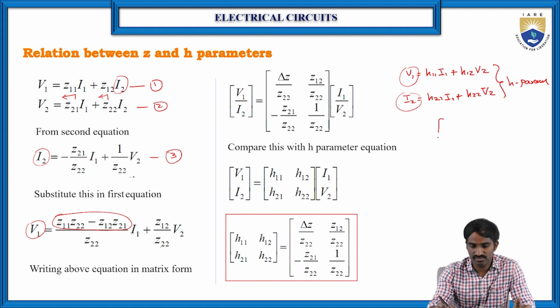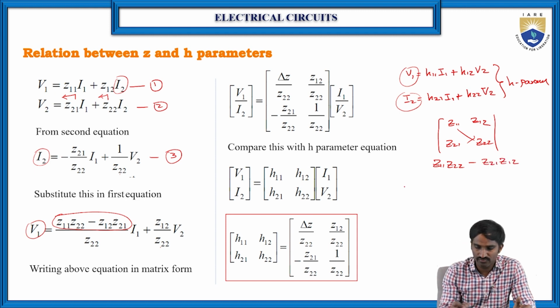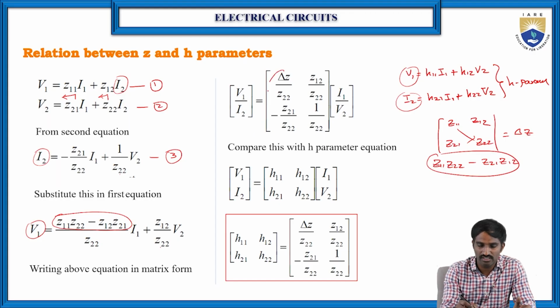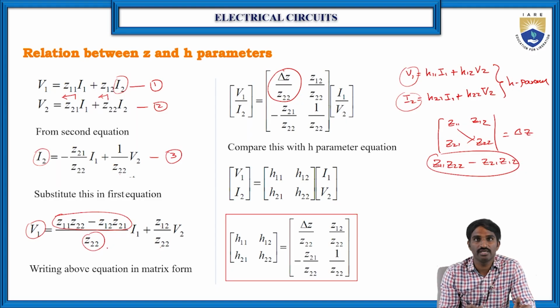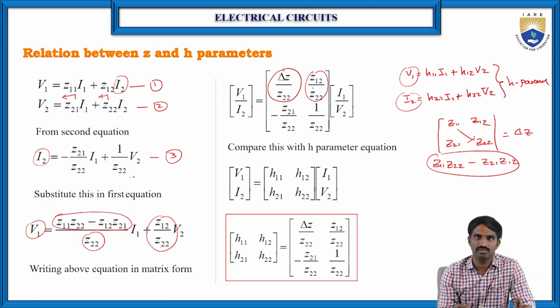This comes from the matrix, as you know, with Z11, Z12, Z21 and Z22. If you find Z11 Z22 minus Z21 into Z12, that is what this equation is, so instead of this we can write it as delta Z. That's why here it is delta Z by Z22. Then similarly, in the place of V2, the coefficient is Z12 by Z22. So here also Z12 by Z22. That's what we have replaced.